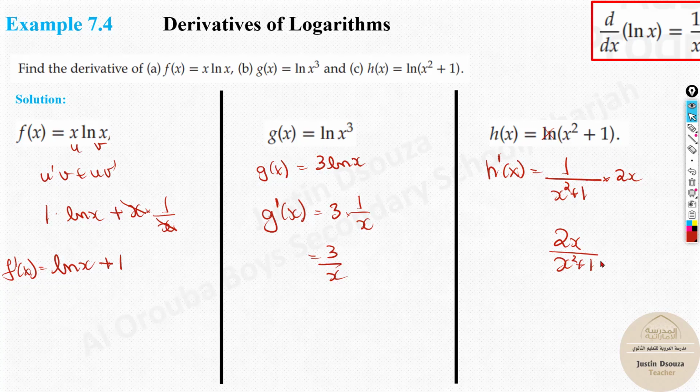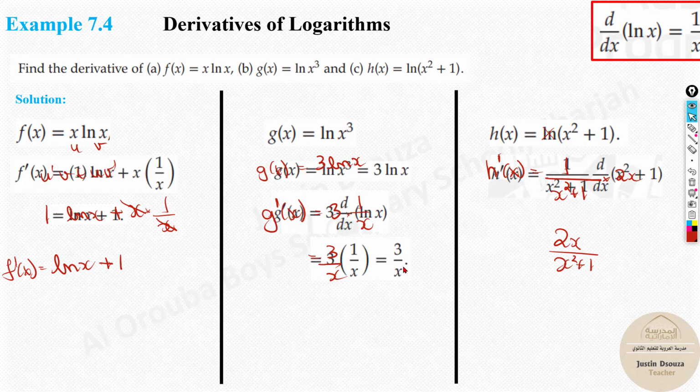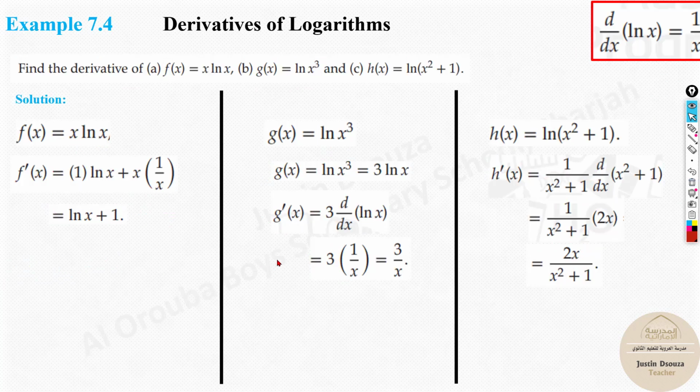Here it's a chain rule. These are the 3 cases and the answers are over here. It's very simple: 3 by x and last it's 2x by x square plus 1. I hope this is clear and you're thorough with this.